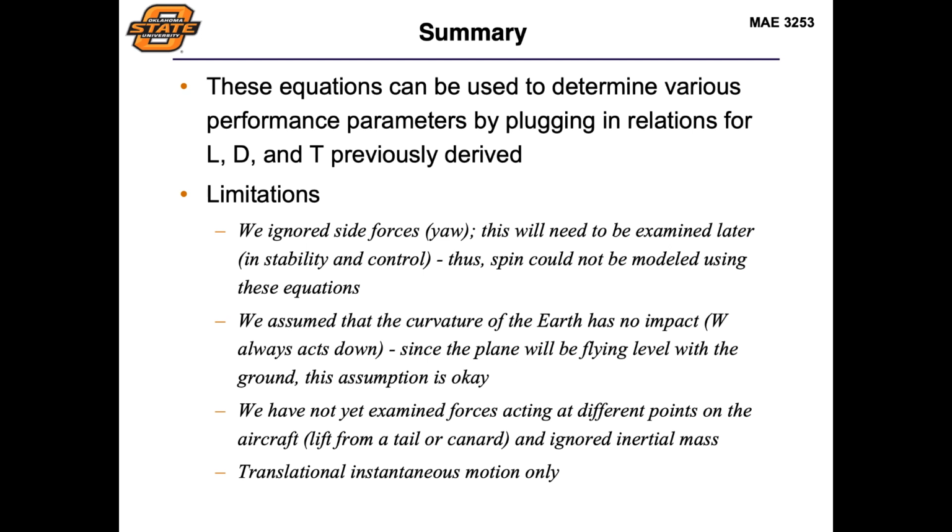Also, we ignored the inertial mass of the aircraft, namely as you're changing your velocity, accelerating, decelerating, how that's going to behave, particularly in things such as a banking maneuver. An aircraft that's going to have a lot of mass on its wingtips is obviously going to behave very differently than an aircraft that's going to have its mass all towards the center of that aircraft. And also, we've only looked at translational and instantaneous motion on the aircraft. So there are a lot of limiting factors here. That's okay. We'll come back and suss out all these details at a later date.